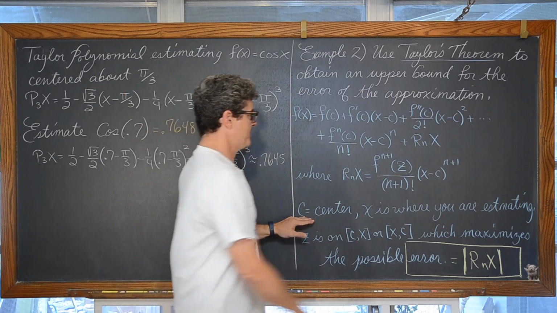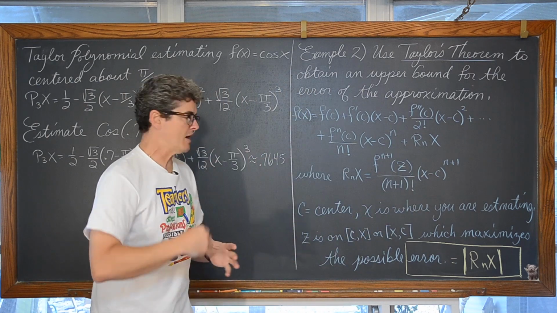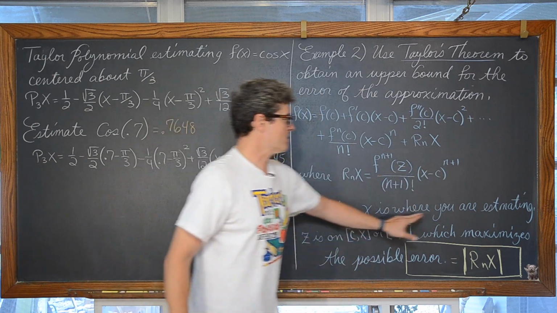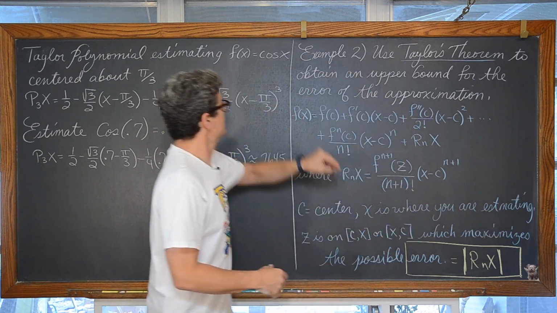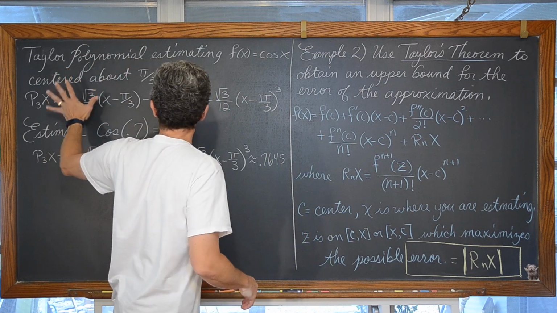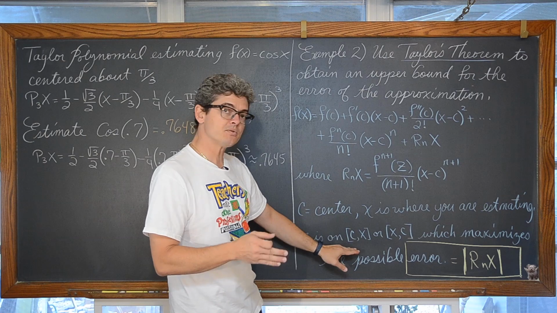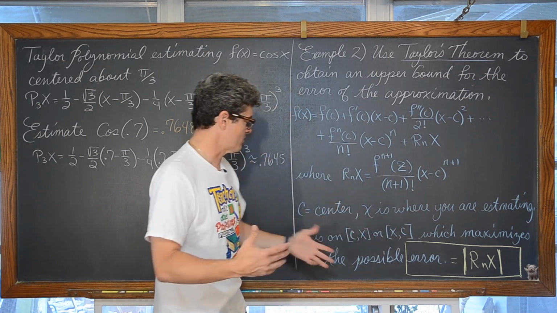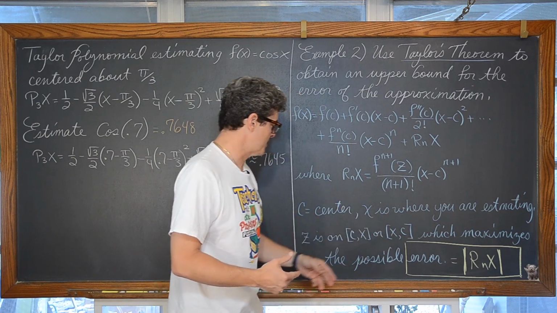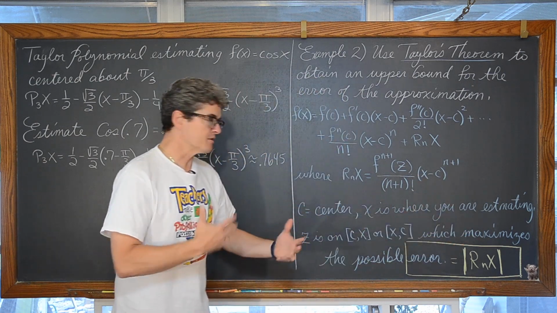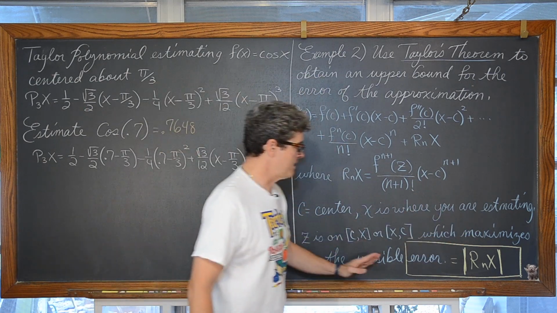So c, like we've already seen through the graphics on the graphing calculator, is the center of our Taylor polynomial. x is where you want to estimate this function with the Taylor polynomial. And z is going to be on the closed interval, and I just wrote this twice because we don't really know what's going to be smaller, c or x. But z is on that closed interval, and you're looking for that z that makes the greatest possible error.